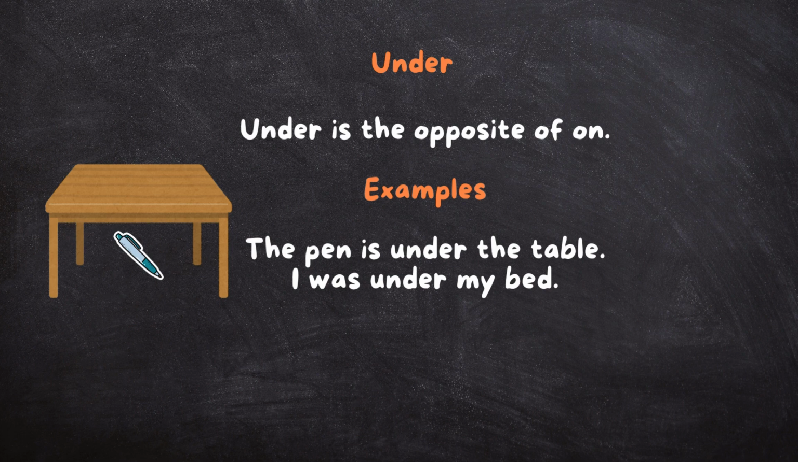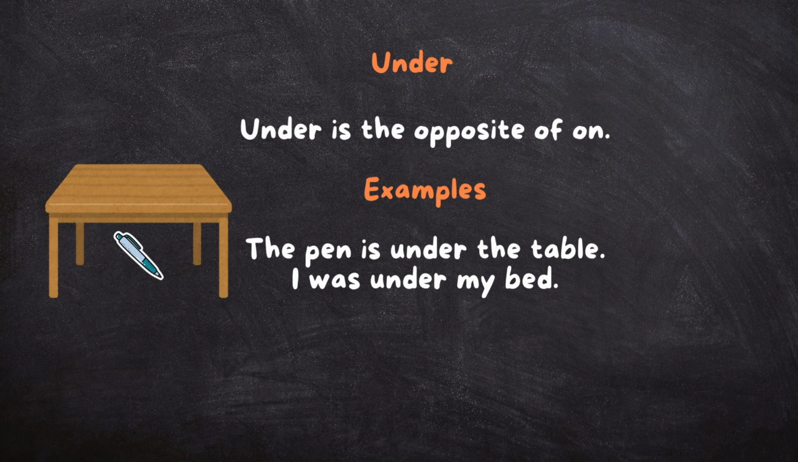We move on to under, and under is the opposite of on. We use it to indicate when you place something under another thing. An example is: the pen is under the table. I was under my bed. Here, under is used to indicate our position as under the bed or the table.